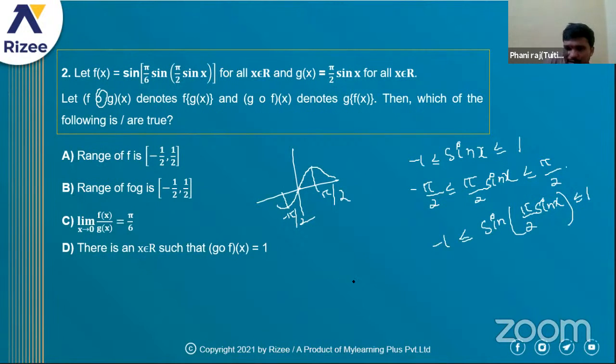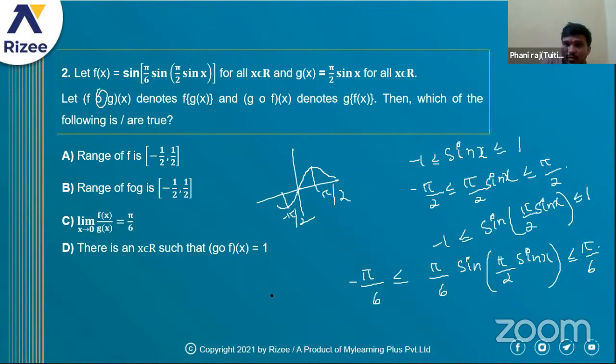Then again multiply by pi by 6 on both sides. So you get minus pi by 6 less than or equal to pi by 6 into sine of pi by 2 sine x less than or equal to pi by 6. Now again take sine on both sides, because minus pi by 6 to pi by 6 is again a sub-interval of this, it's still strictly increasing. So you get minus half less than or equal to sine of this entire thing, which is f of x, less than or equal to half. So option A is correct.